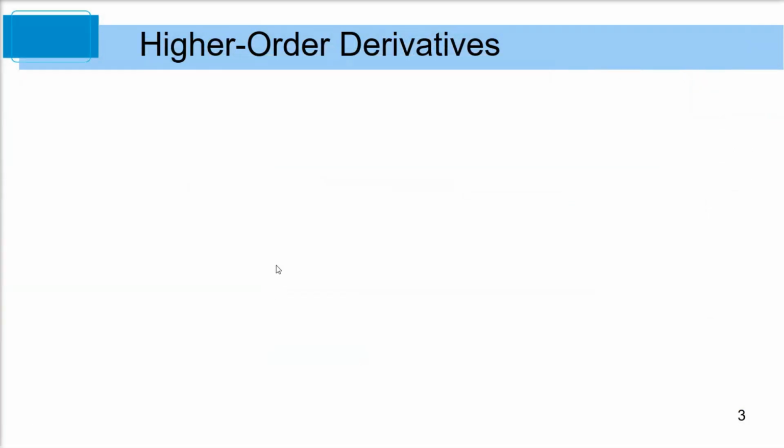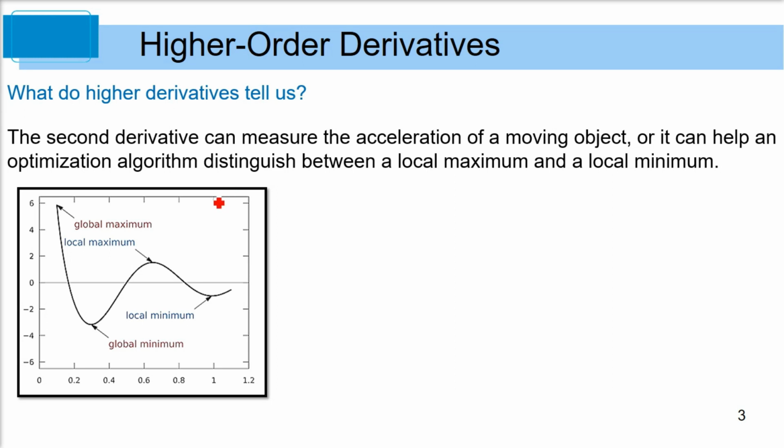The second question which arises is: what do higher derivatives tell us? What does this signify? The second derivative or higher order derivative can measure various physical parameters, for example the acceleration of a moving object, or it can help to optimize various algorithms. For example, you have a car. When it is moving, it has some speed and velocity, but it will also stop, and it will also accelerate at an intersection.